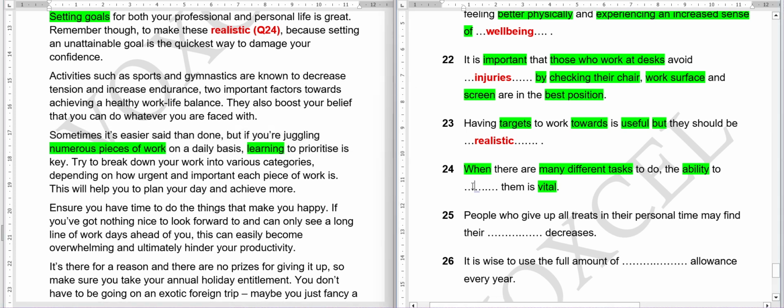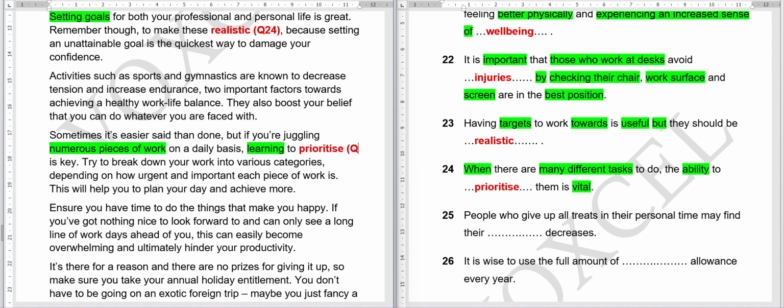Time's up. Let me write the answer here and see if you were able to arrive at the correct answer or not. And the answer is prioritize. Let me highlight here. That's question 23. So question 24, prioritize. So here it is written.